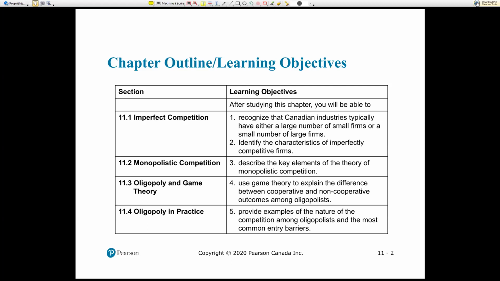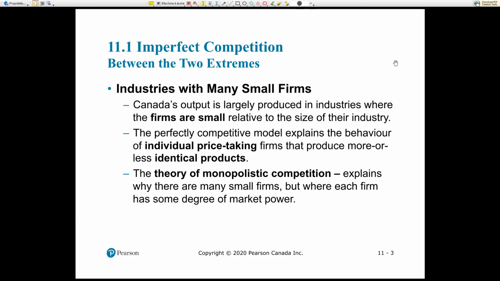So that's what we're going to see first of all. So this is an industry with many small firms. So it can be a perfect competition or monopolistic competition. So this is just some statistics.